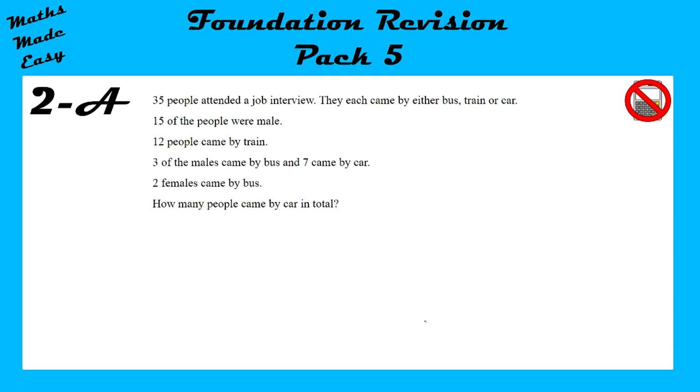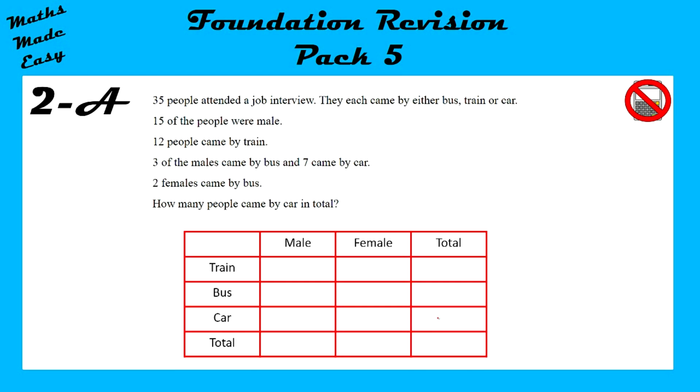2a. Okay, so to do this one, I'm going to need to set myself up a two-way table with all the information I'm going to start putting in from the various parts of the question. So 12 take the train in total, 3 males take the bus, and 7 males take the car, 2 females come by bus. Now I'm going to start adding in the bits that isn't given to me in the question.